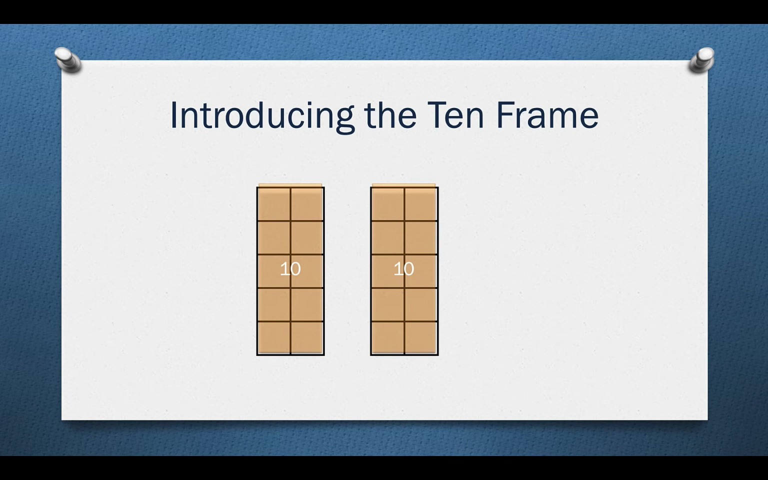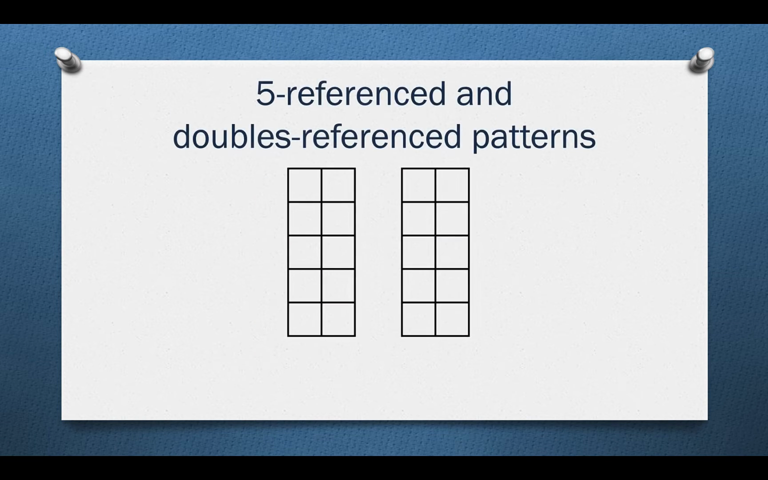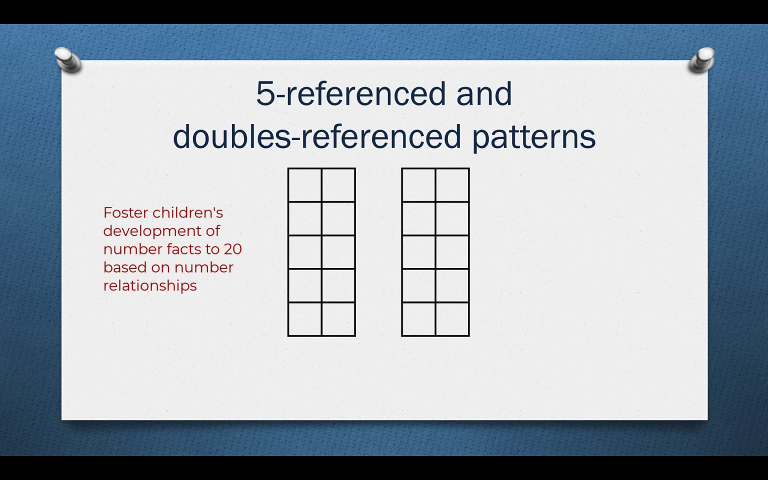The next detail is a very important one. It is how to decide which patterns to use to show the quantity within each frame. Remember that one of our purposes is to foster children's development of number facts to 20 based on number relationships. With that in mind, we show a number within a frame in one of 2 ways, either as 5 referenced or as doubles referenced. Let me explain.